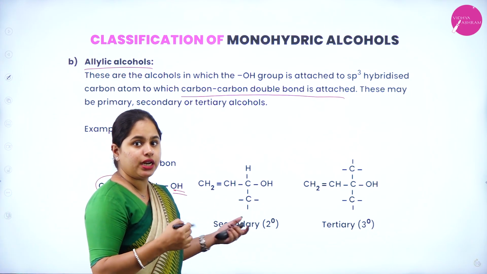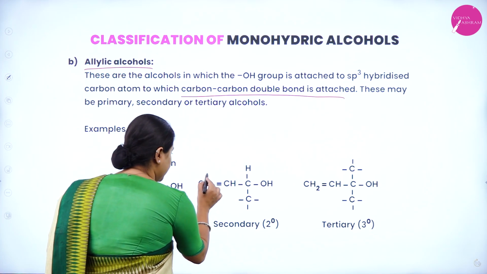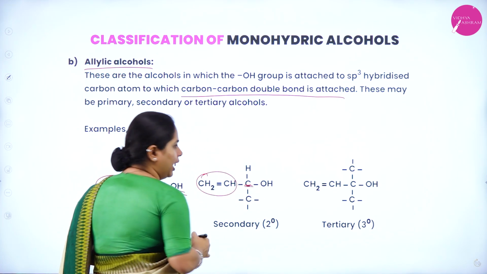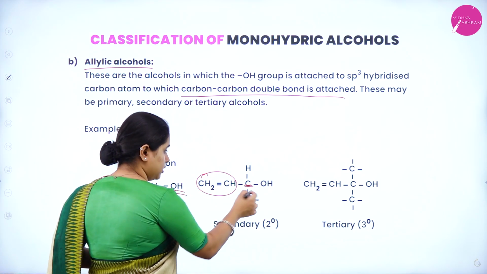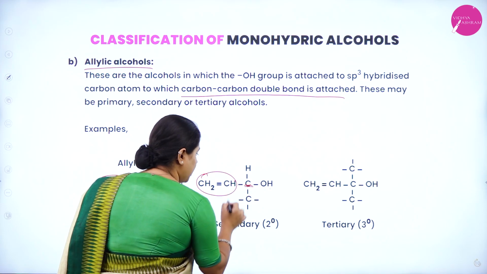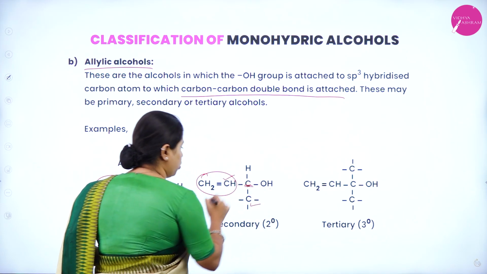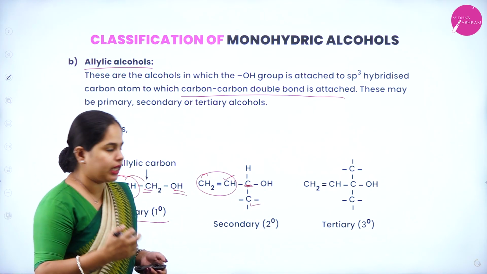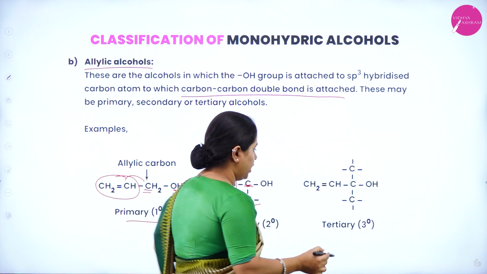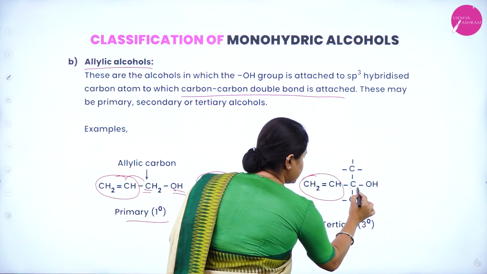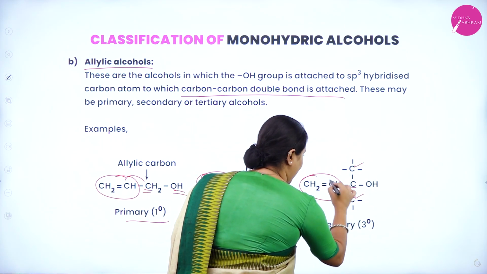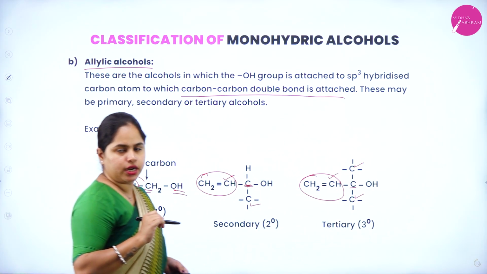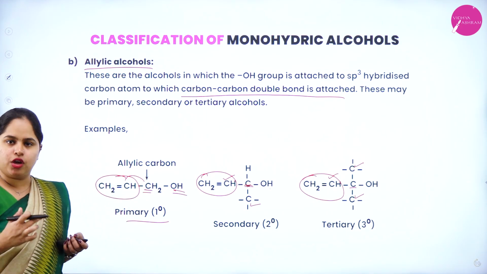Now this is secondary allylic alcohol. Again, the double bond is here. This is your allylic carbon to which the hydroxyl group is attached, right? And this carbon atom is further attached to 1 and 2 carbon atoms. So it is secondary. Now we have tertiary allylic alcohol. As you can see, this is the double bond. This is the carbon atom which is allylic, right? It is further attached to 1, 2 and 3 carbon atoms. So it is tertiary. I hope allylic alcohol is clear for you.